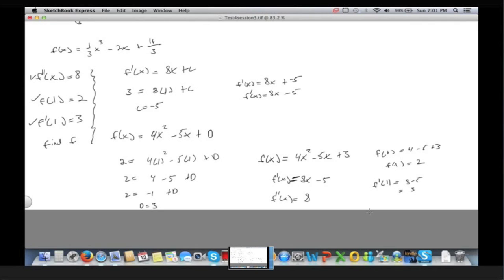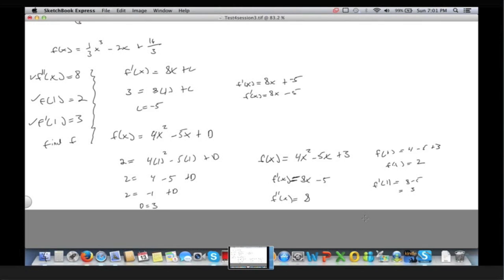And then when things really went wrong for us was after we got c equals negative 5. So what was the next thing we should have done after we discovered that c equals negative 5? We should have checked it. Well, I'm actually going for something different than that. What we should have done was plug that in.